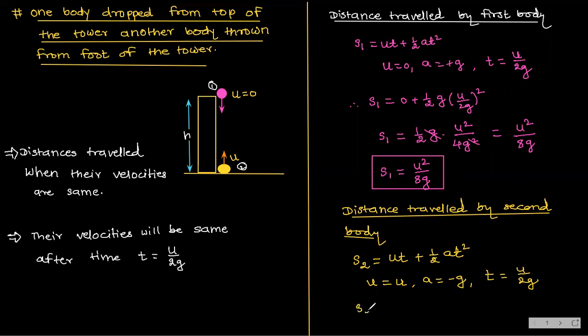So let's substitute now. S2 is equal to, this is u, in place of t, this u by 2g. So u by 2g. Then plus half into, this is minus g, into again this u by 2g whole square. In this equation only we have substituted these values. Okay, and that's why we got this. Is it okay? Write down.